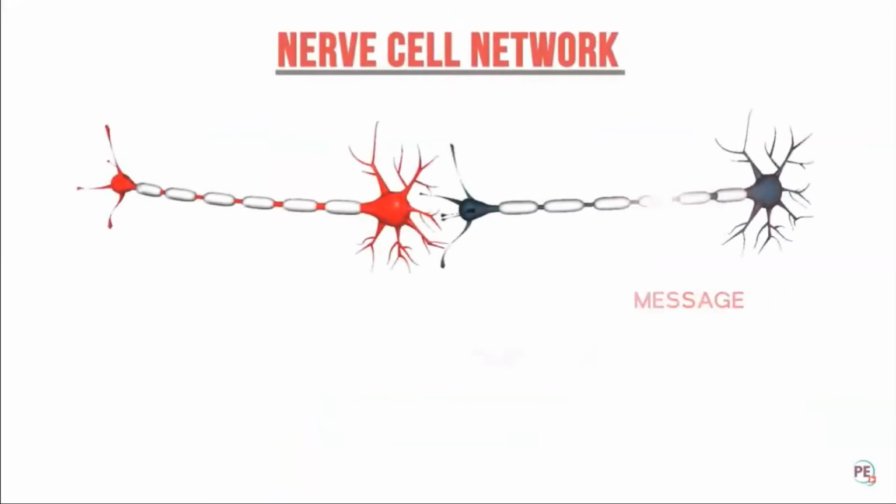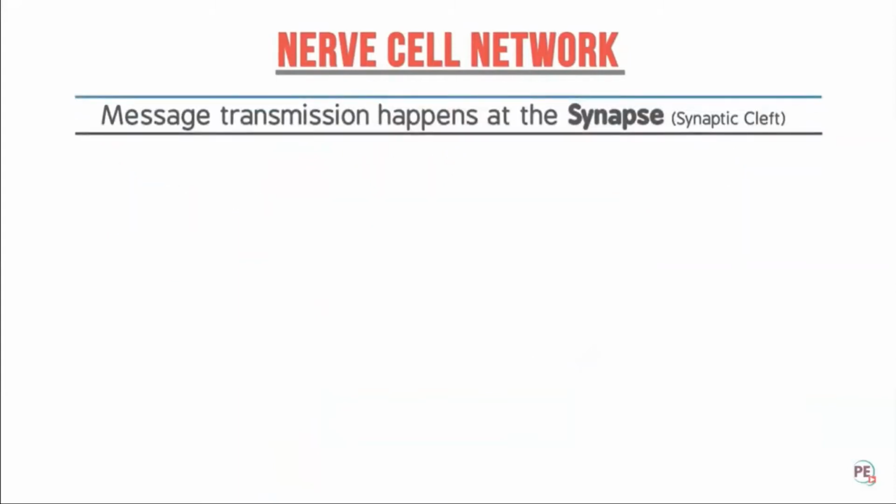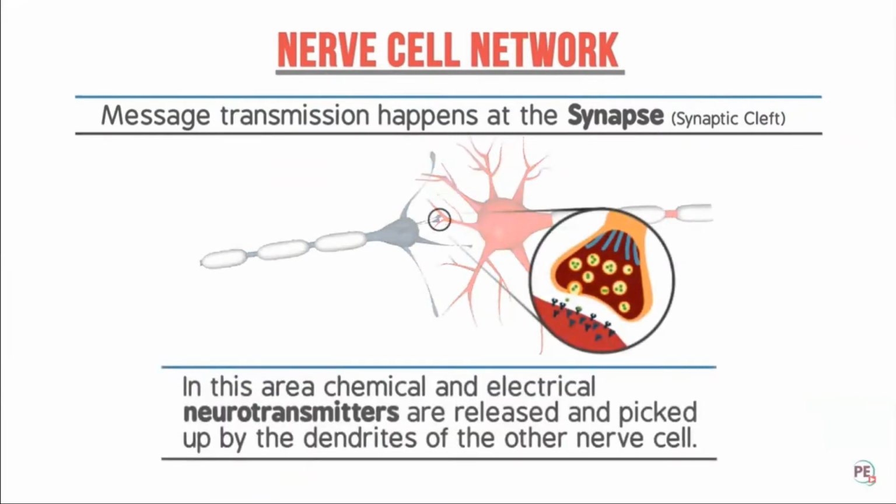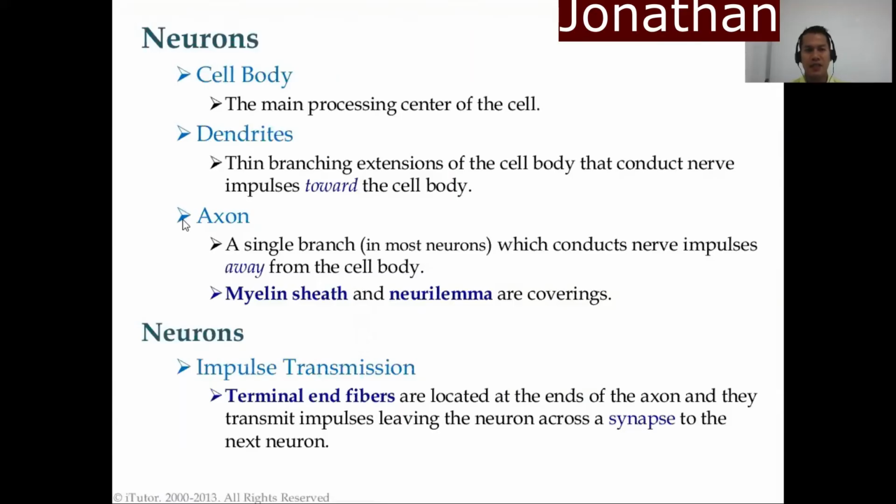Now that we've covered the structure of the neuron, let's talk about how neurons come together to form a nerve cell network. Remember, neurons are supposed to send messages to each other, but how exactly does this happen? Message transmission happens at the synapse, or synaptic cleft, which is the junction between one neuron's axon terminals and another neuron's dendrites. This is the special area where chemical and electrical neurotransmitters are released and are picked up by the dendrites of the recipient nerve cell. As neurons pass information to the central nervous system, our body then interprets these messages as sights, sounds, aromas, and other sensations that allow us to observe the world around us. All right, but basically this is the parts and function of the neuron.